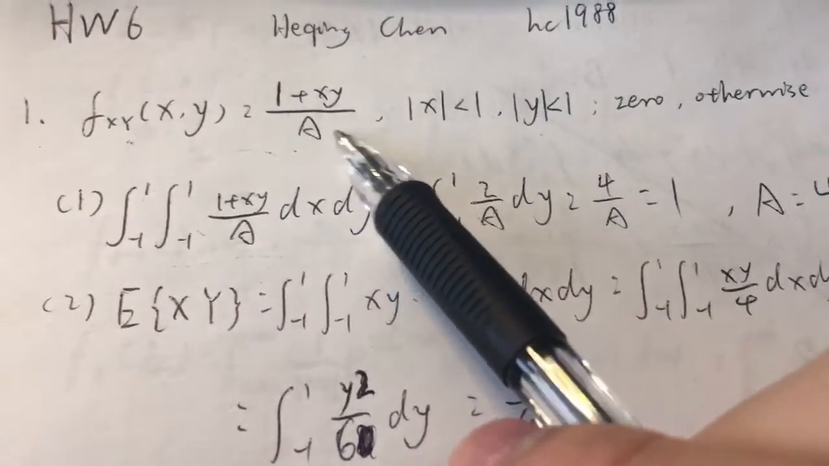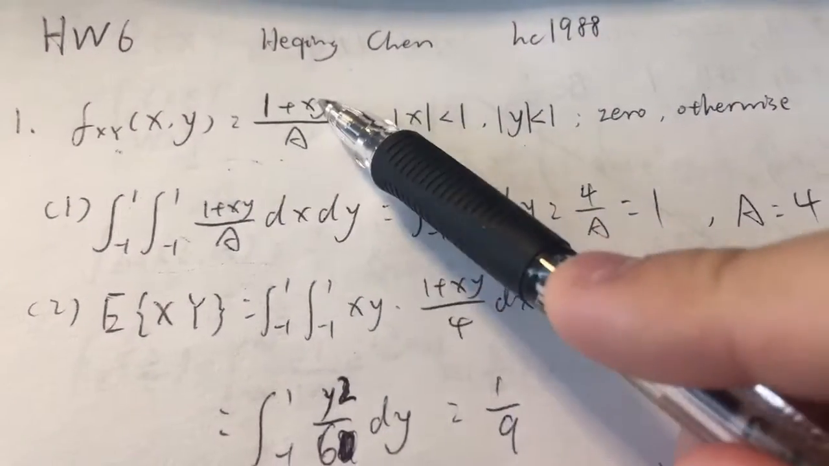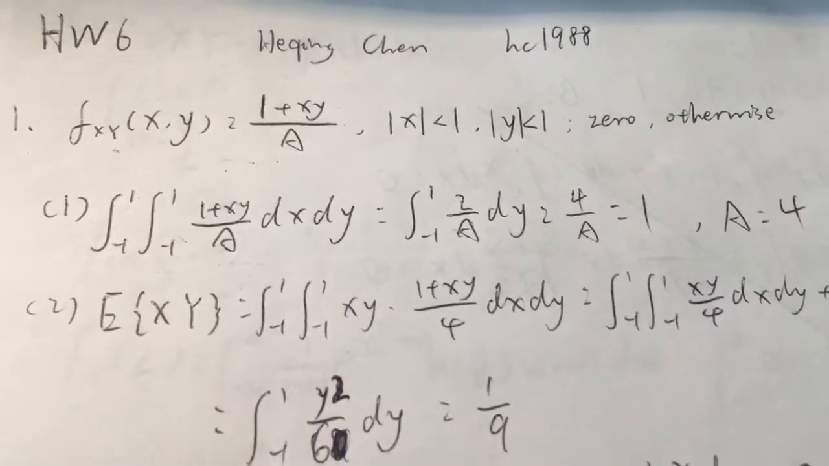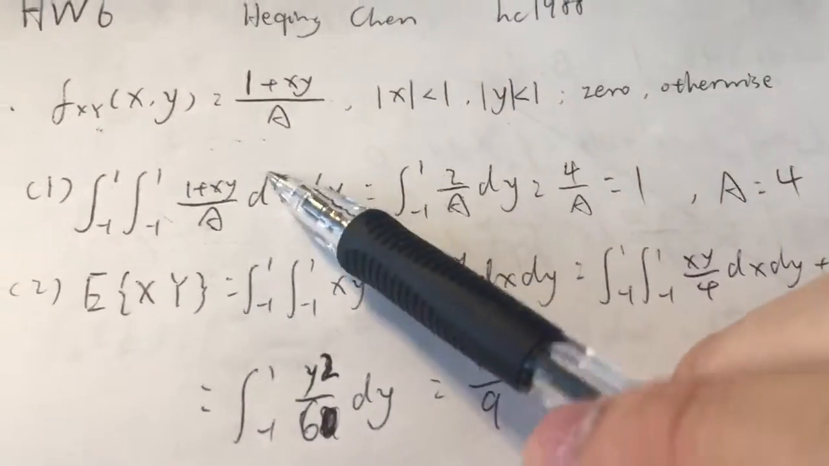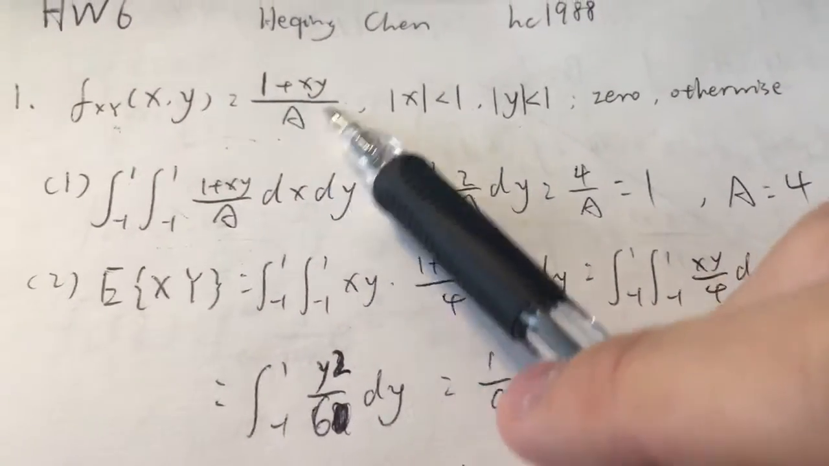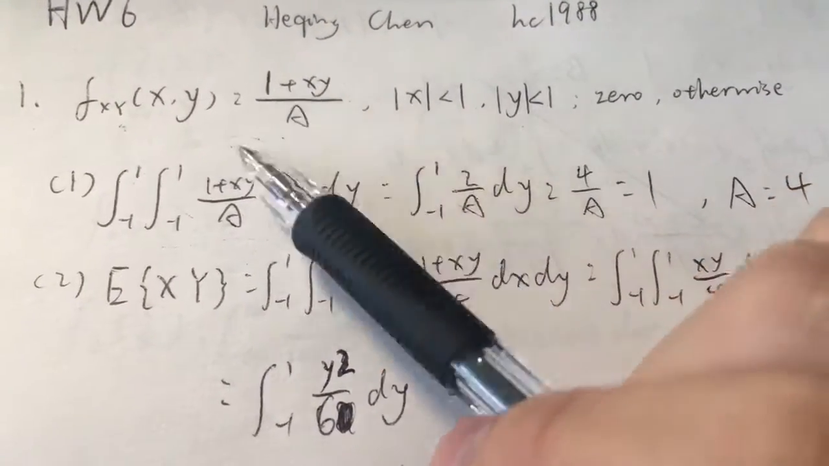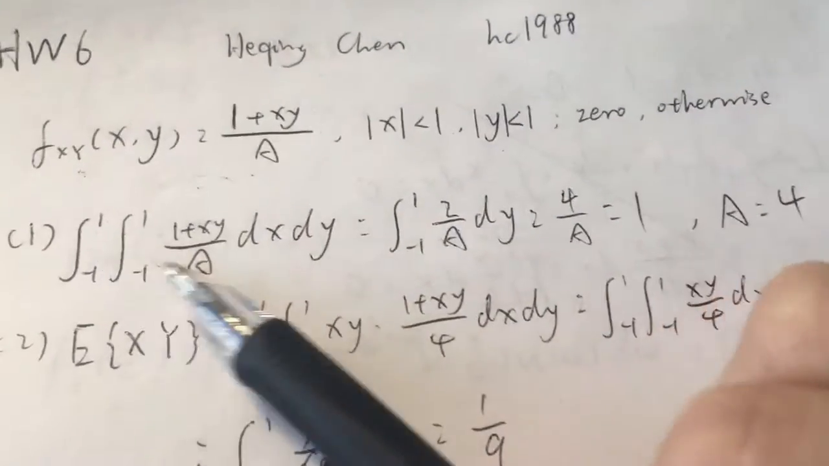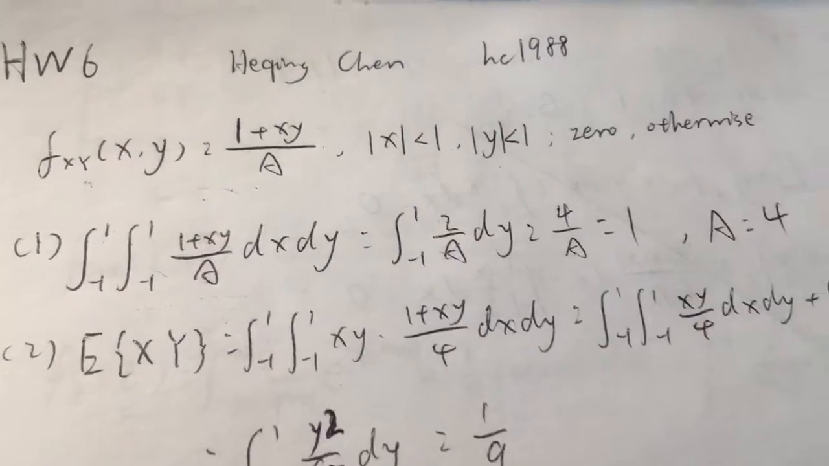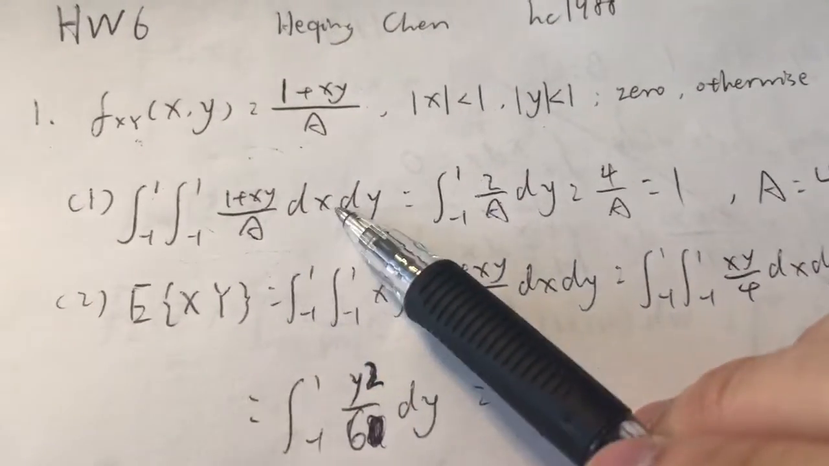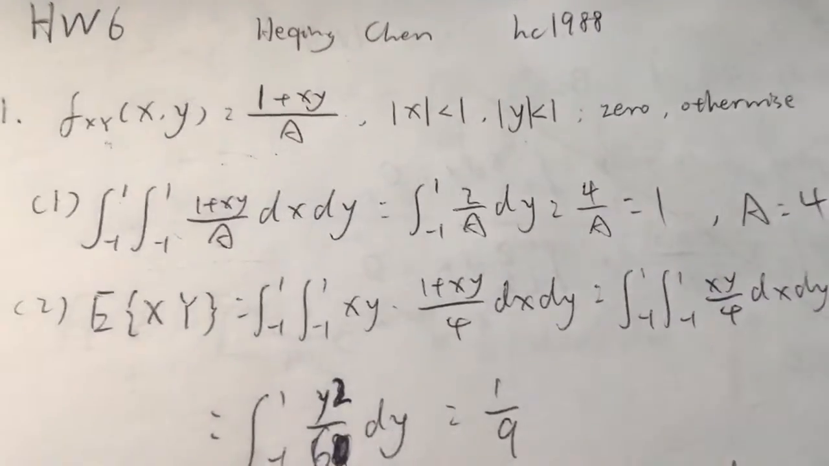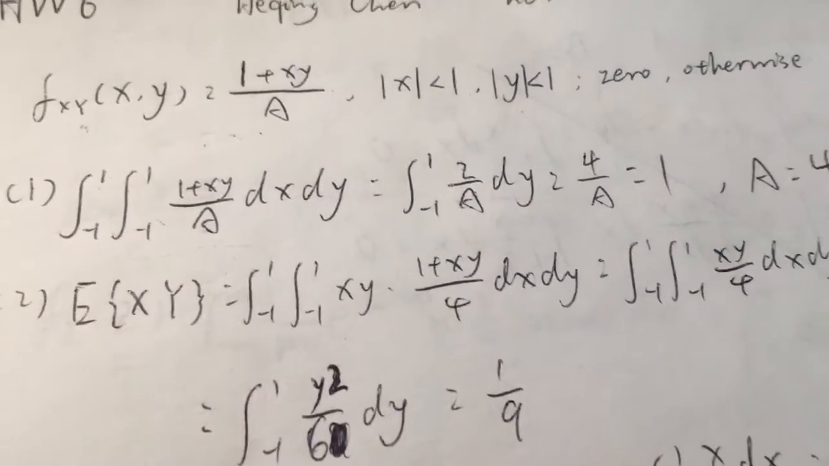We will find a so that this is a valid joint density function. According to the definition, it is a valid joint density function when this integral equals 1. So we just use integration and calculate this formula, and finally we got a equals 4. So it's an easy question.